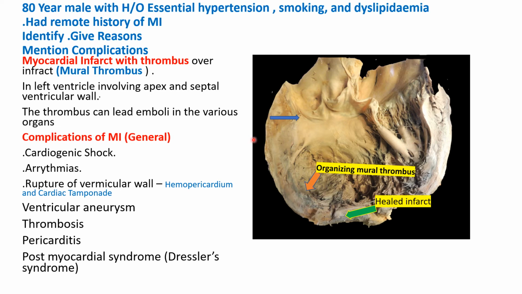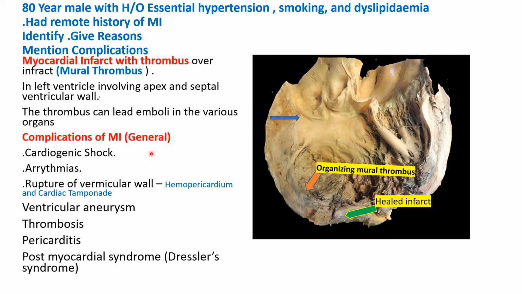Now the causes of mural thrombus. Of course it is the old infarct in the left ventricle involving the apex and septal interventricular wall. Now thrombus can lead to emboli in various organs, as we have described before.